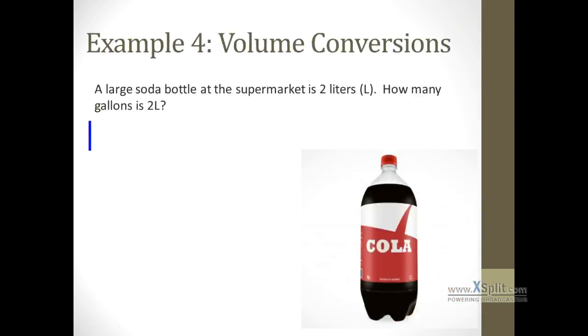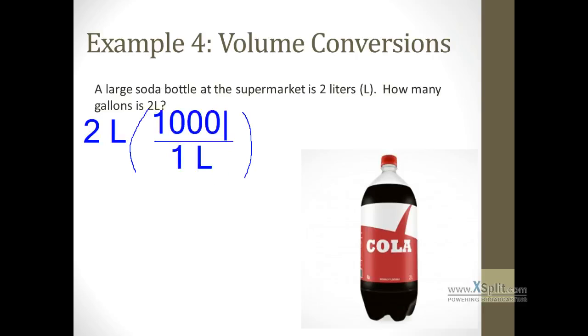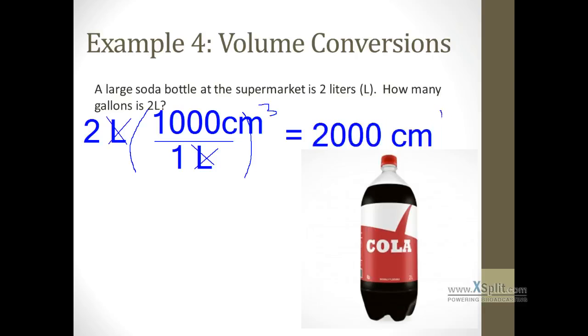Let's start this one off. This is probably the most intense one of the day. We're starting out with 2 liters. I want to turn that into cubic centimeters. According to our conversions, I know that 1 liter is 1,000 cubic centimeters. I see that liters is on top, so I'm going to put 1 liter on the bottom, which is equivalent to 1,000 cubic centimeters. Liters cancels out. That leaves us with 2,000 cubic centimeters worth of soda.